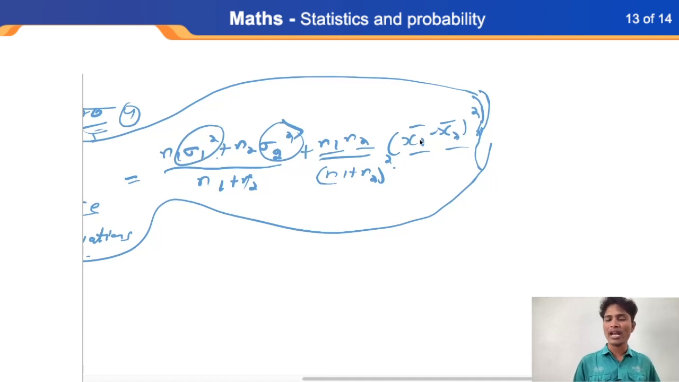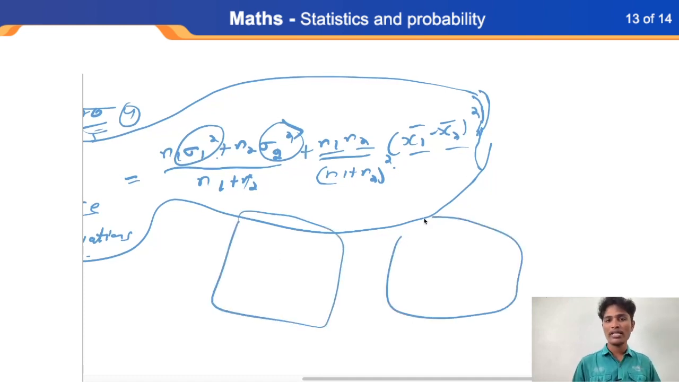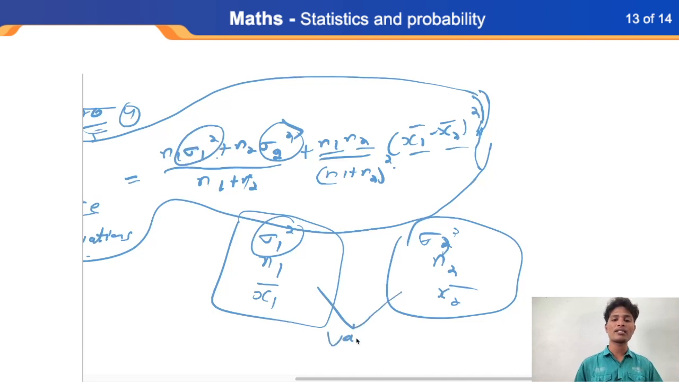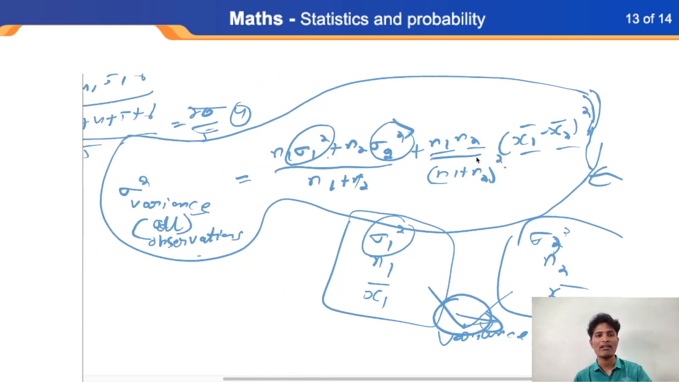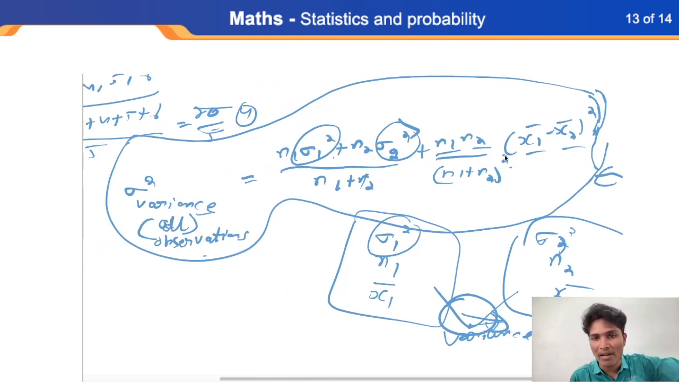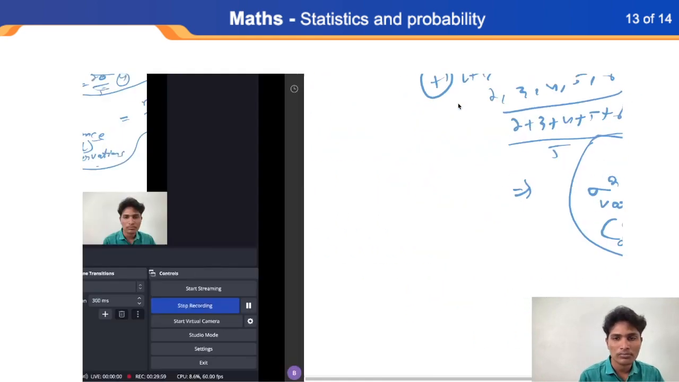Why here x1 and x2 and n1 and n2? Because there are two sets with different things. Here it is having one variance, here it is having another variance. Here there are n1 observations, and here n2 observations. Here the mean is x1 bar, here the mean is x2 bar. If I want to calculate the entire variance, I have to use this very important formula: n1 sigma 1 square plus n2 sigma 2 square divided by n1 plus n2, plus n1 into n2 divided by n1 plus n2 whole square into x1 bar minus x2 bar whole square. This is an important formula, you have to understand.